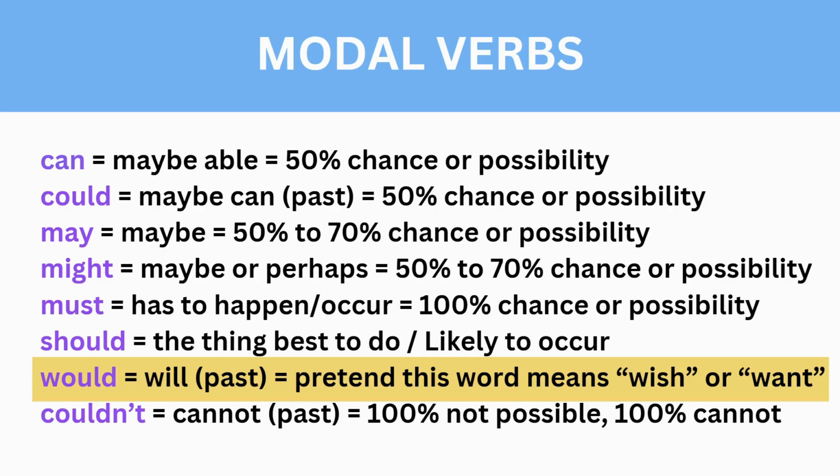Would is the past tense of will, and I like to tell my students to pretend that this word means wish or want. The W is a sort of signifier for us. Wish, want, would. And finally, we have couldn't. It is cannot in the past tense. It is something that is 100% not possible or 100% unlikely to happen. These are our modal verbs.